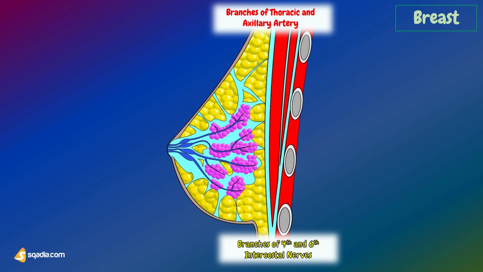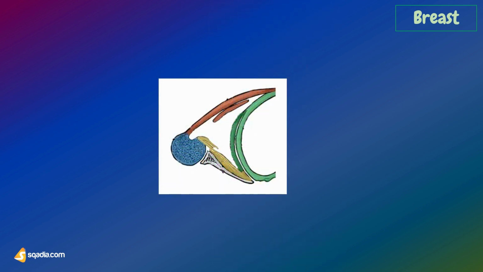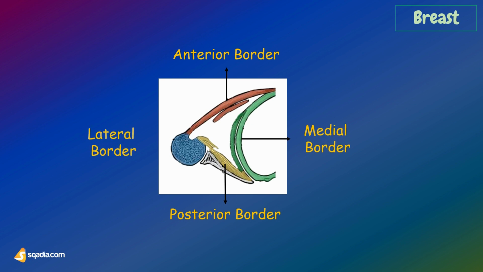As for the vascular and the nerve supply of the breast, it is supplied by the branches of the thoracic and axillary artery. The nerves that innervate the breast are anterior and lateral cutaneous branches of the 4th to 6th intercostal nerves. You can visualize the borders of the breast with the help of this diagram. Borders. The breast has 4 borders: anterior, posterior, medial, and lateral.